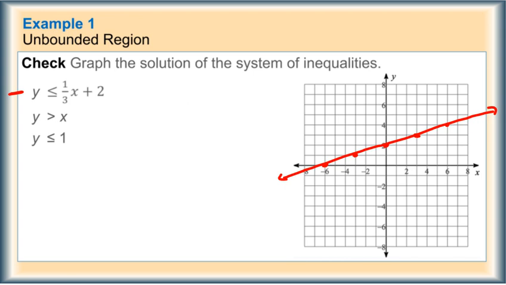I'll use green for this next one. Y is greater than x, so just think of y equals x. So that means 0, 0, 1, 1, 2, 2, 3, 3, and so forth. Since this one does not have the equal to sign, this is dashed.